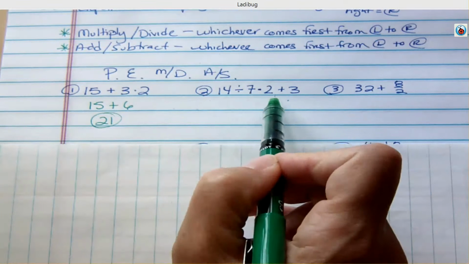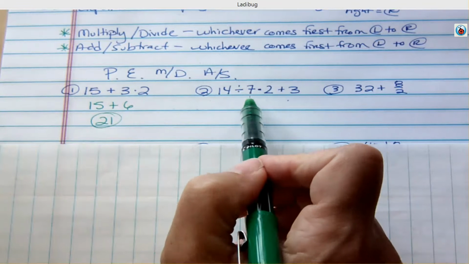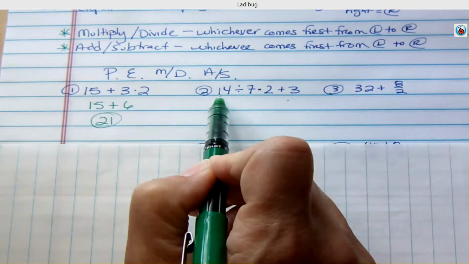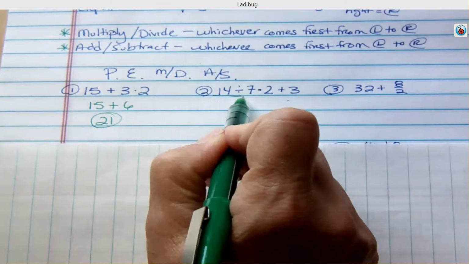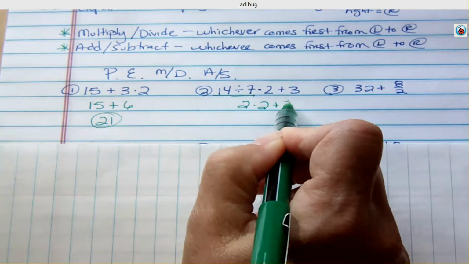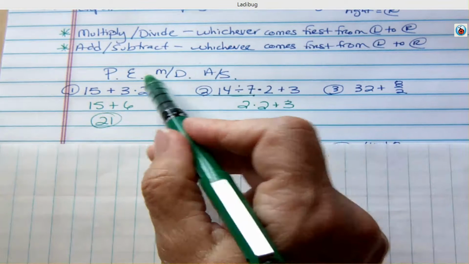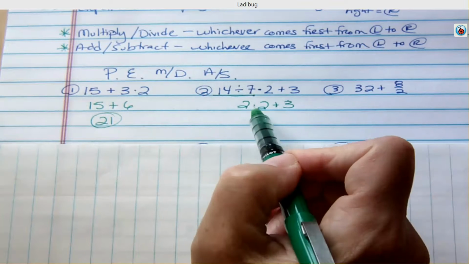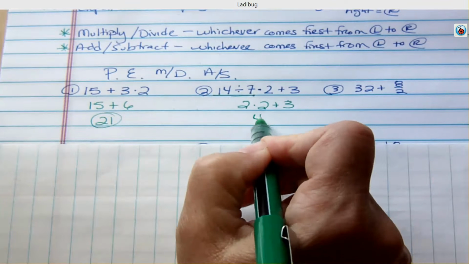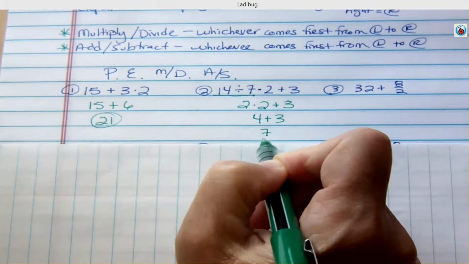Now, here's one where people will make a mistake because they want to jump over and do that multiplication first. But as you look from left to right, the division comes first. So 14 divided by 7 is 2. And this addition is going to happen last because it's definitely after the multiply and divide. And now that I've divided, the next thing is the 2 times 2. And then I'm going to be finally finishing that up to get 7.